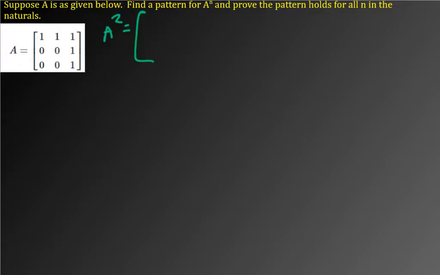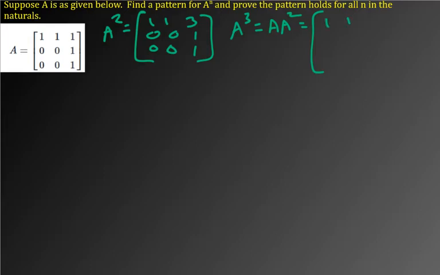But A squared, if you do it out, you're going to get 1, 1, 3, then 0, 0, 1, then 0, 0, 1. And if you do A cubed, so if you just do A squared times another A, which really would be like, we would do it on the left, we would get 1, 1, and then this time we would get 5, and then 0, 0, 1, and then 0, 0, 1.